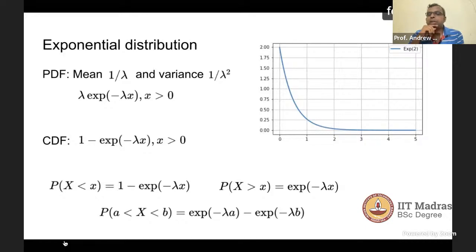So once you have a simple expression for the CDF, it's possible to write down a lot of these probabilities. Probability that X is less than x is 1 minus e power minus lambda x, X is greater than x is e power minus lambda x, and X between a and b is e power minus lambda a minus e power minus lambda b. Okay, so this is the answer. For the purposes of this lecture, you can leave the answer in the exponential form, exp of something, that's okay. No more simplification is needed.